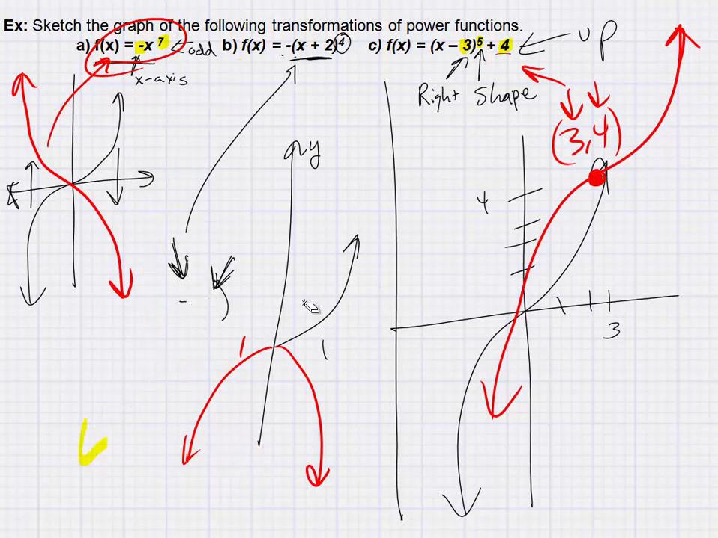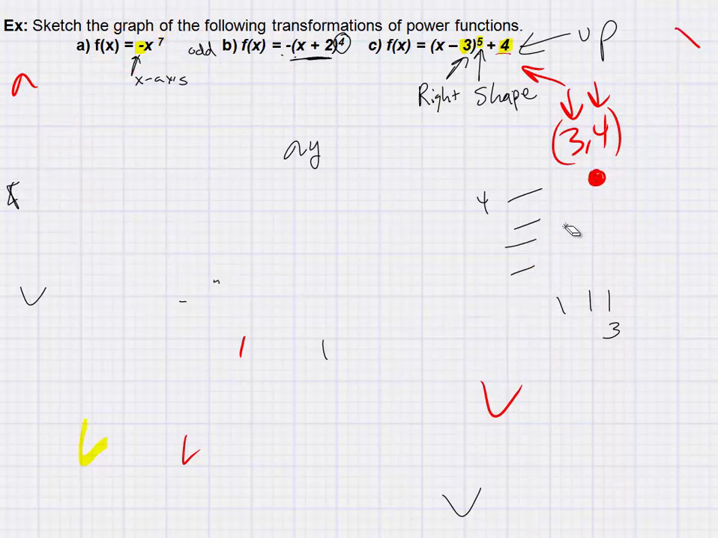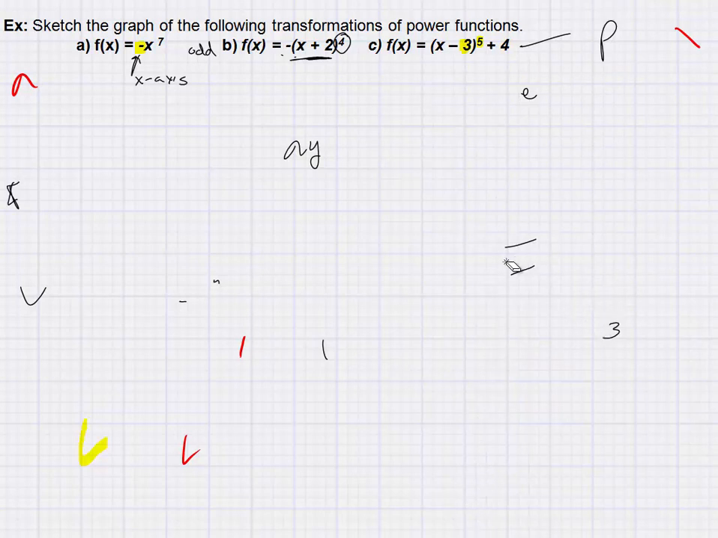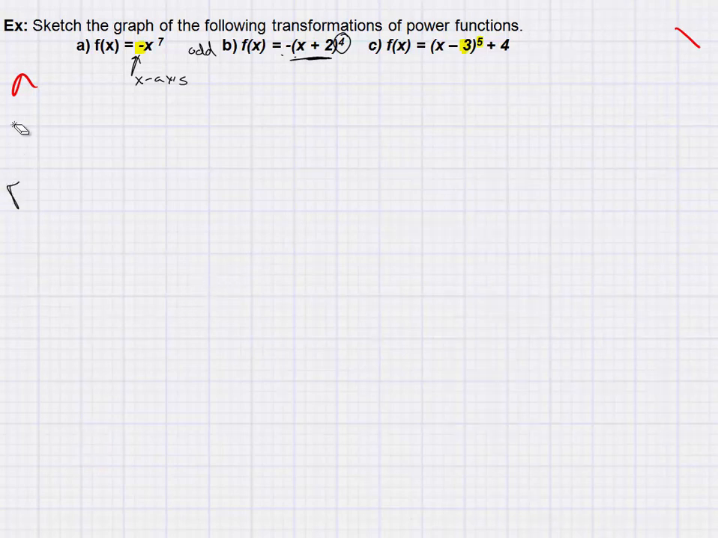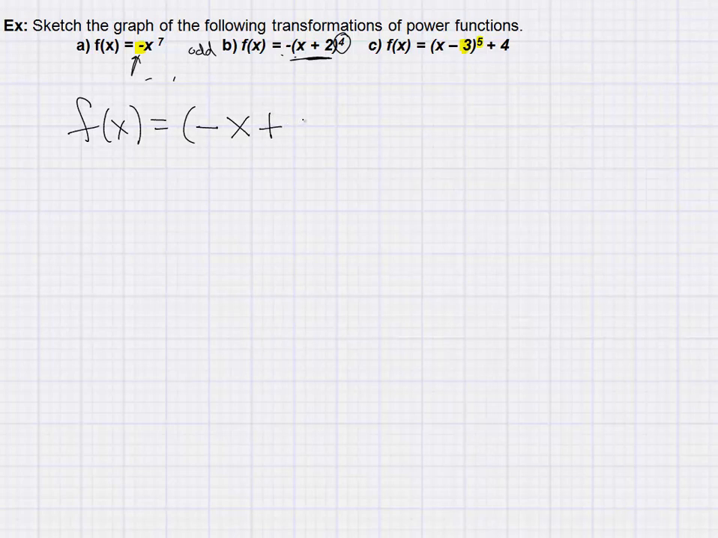Alright, let me give you one more example just so you see it, because it's the one tricky one. Let's erase some of this. So if we give you one where there's a negative, sometimes the issues with the negatives come into play. And whenever you see a negative in a horizontal transformation, you have some issues. So let me give you this function. How about f(x) = (-x + 2)^3. Okay? And you have to graph this.